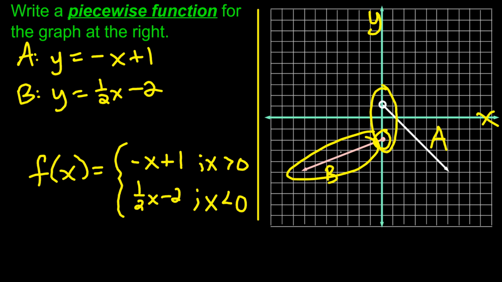So for the B graph, we need to do less than or equal to. So we're going to put that less than or equal to sign there. This means closed circle. Maybe fill it in. And this one means open circle.